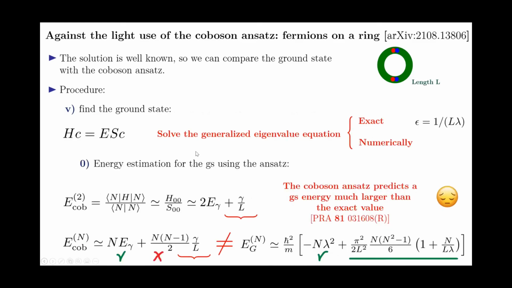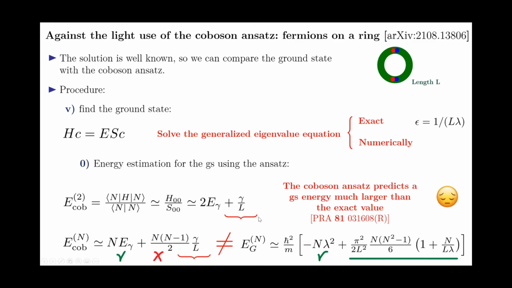And now we are left to find the ground state. So we need to solve this generalized eigenvalue system. With the complete matrix elements, we can solve this numerically, and with the Taylor expansions, we can obtain some exact results. But before going to those results, we are ready to compute the Qubosonic estimation for the energy of the four-particle ground state, which is this one here.